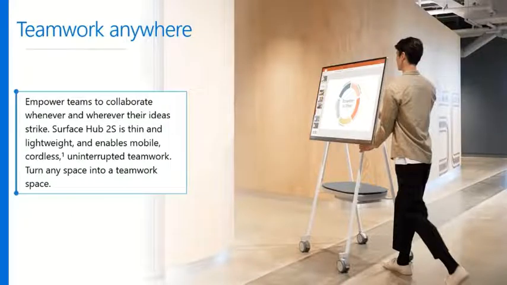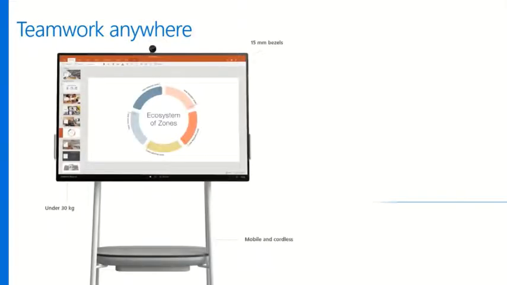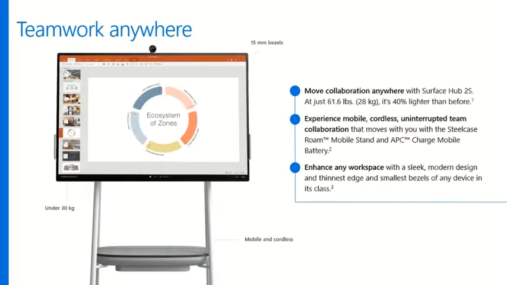So how do we do that? We do that by first making a much more light and mobile device. We team with Steelcase in order to build their stand technology that allows for easy movement of the device from space to space. We say that the device is 40% lighter than it had been in the previous configuration.